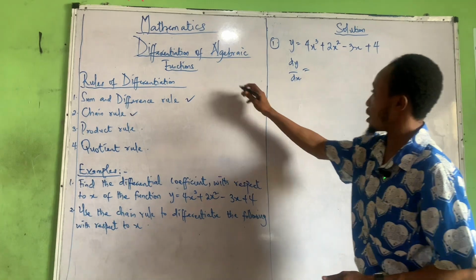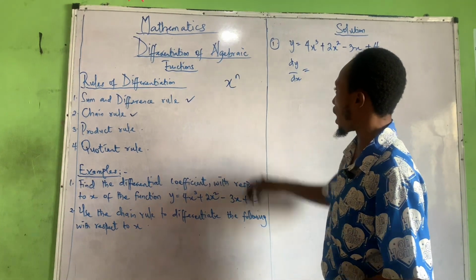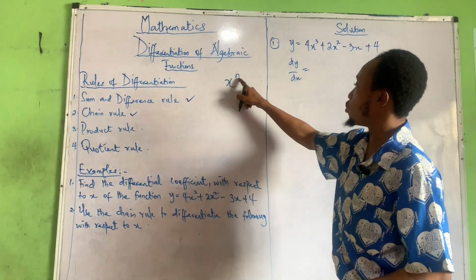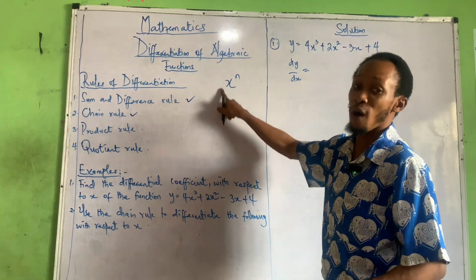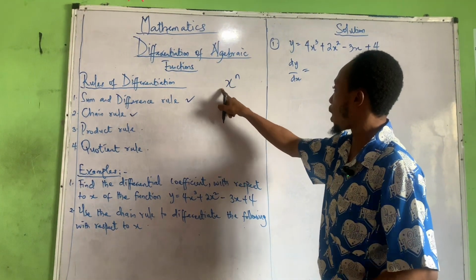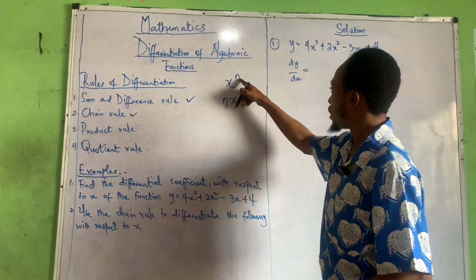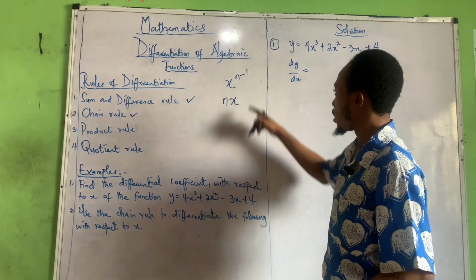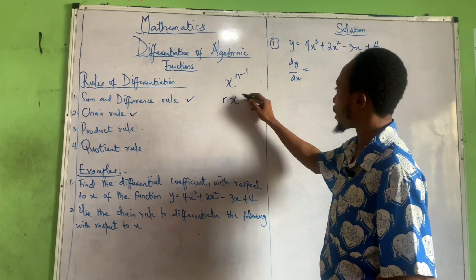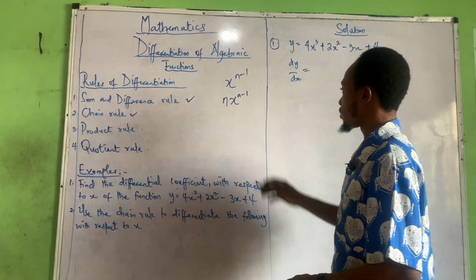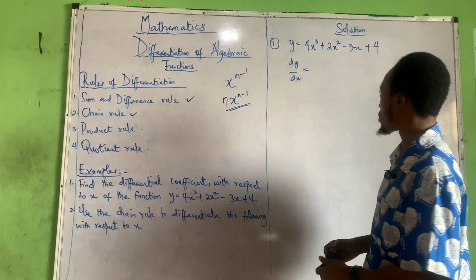Now, how do you differentiate this? The rule says that if you have x raised to the power n, you use your n to multiply the coefficient here. So n times 1 is n, then you write everything as it is, then you minus 1 from the power here, so that will be n minus 1. So that is the rule for differentiation.